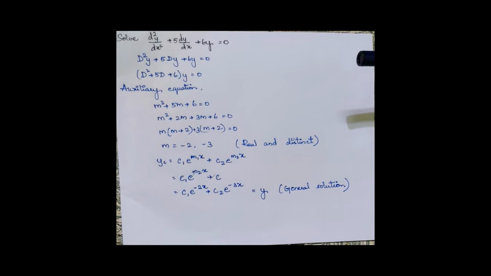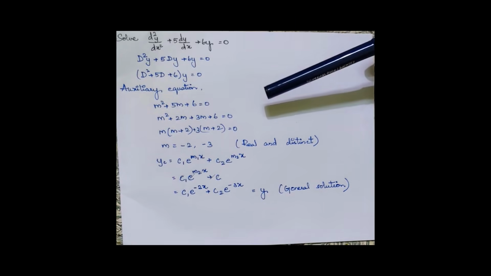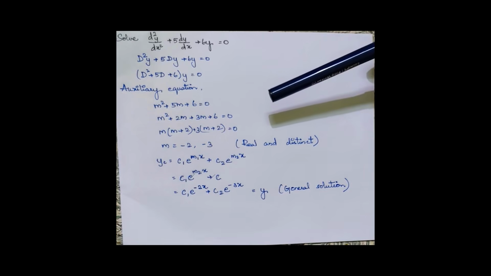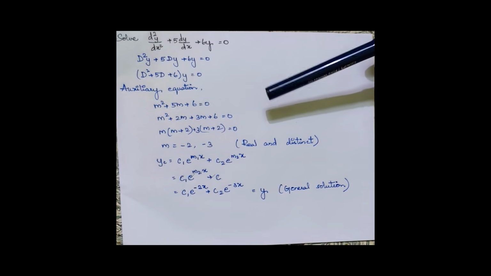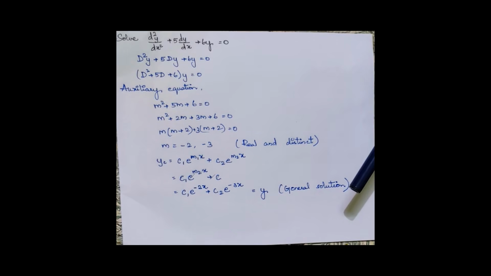Let's check out an example for the case when the roots are real and distinct. Here's the question: d squared y by dx squared plus 5 dy by dx plus 6y is equal to 0. On substituting D and then m to obtain the auxiliary equation, we obtain m squared plus 5m plus 6 equal to 0. On solving it, we obtain the roots to be minus 2 and minus 3, which are real and distinct. Then according to the given format, the solution must be c1 e to the power of m1 x plus c2 e to the power of m2 x. Then on substituting, we obtain this general solution.